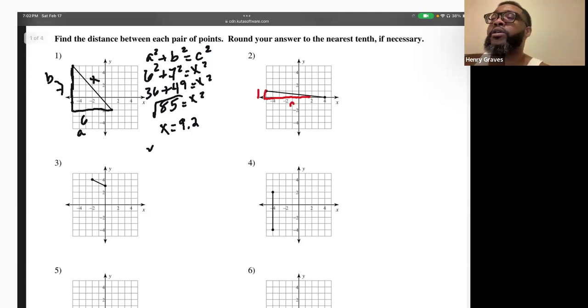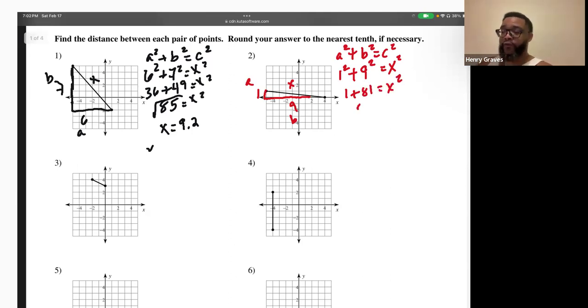So A squared plus B squared equals C squared. My C squared is my X. A is 1, and my B is 9. So that's going to be 1 plus 81 is equal to X squared. So 82 is equal to X squared. So to find my X, I'm going to have to do the square root of 82.